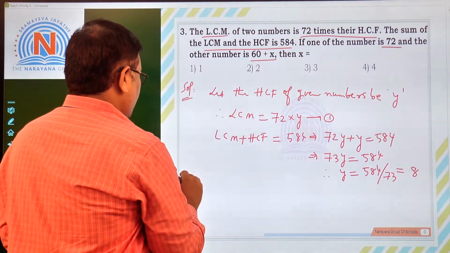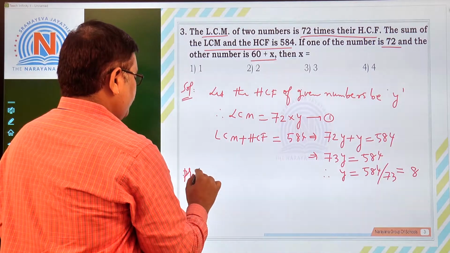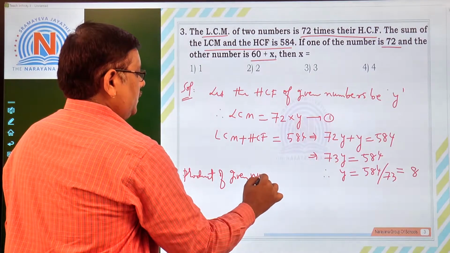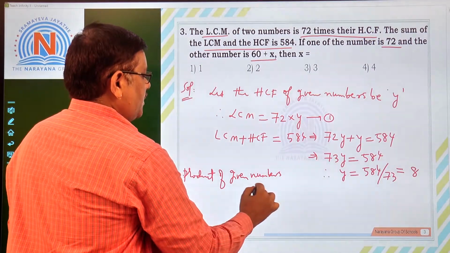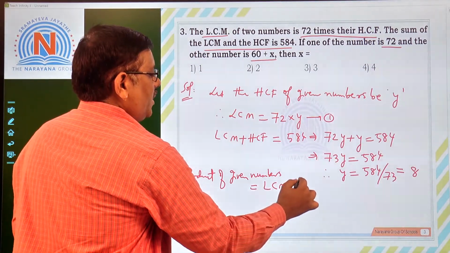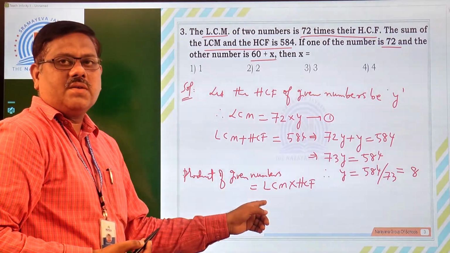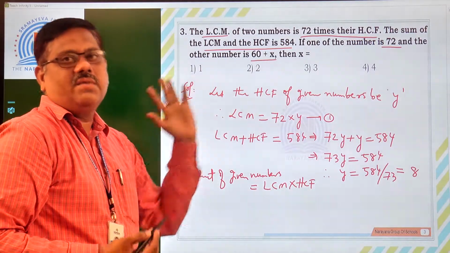So we have one condition. The product of given numbers is equal to the LCM into HCF of the given numbers. This rule we have: the product of the given numbers is equivalent to the LCM and HCF of the given numbers.